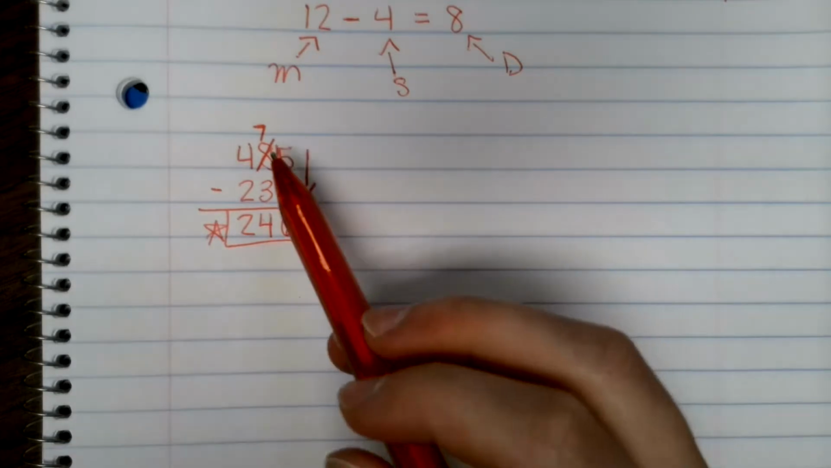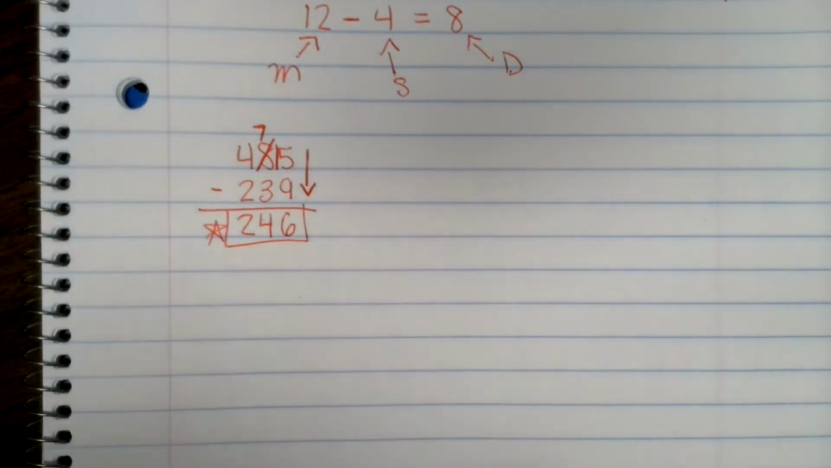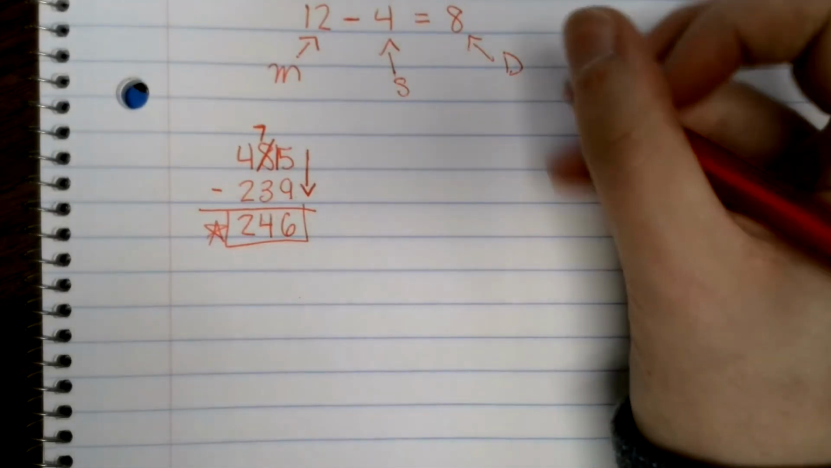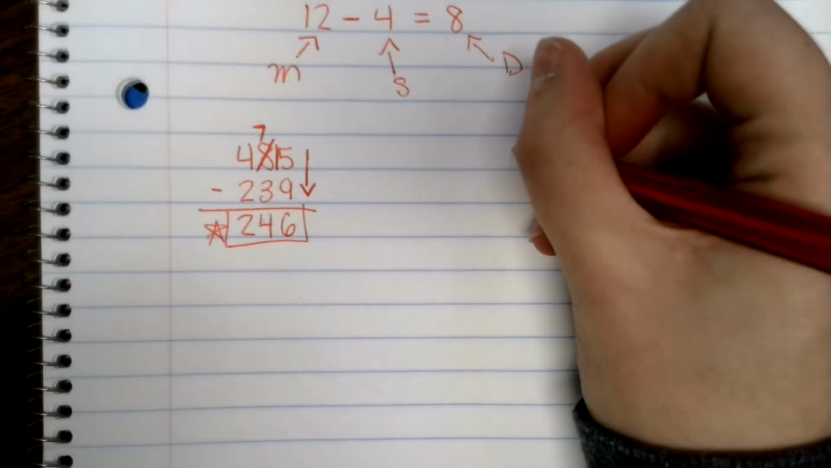Okay, so this is called regrouping, where we have to take something from one column and move it to another. We're taking a 10 and we're regrouping it into the ones place, or we're taking 100 and we're regrouping it into the tens place. Okay, let's try another example. Let's go to the thousands.